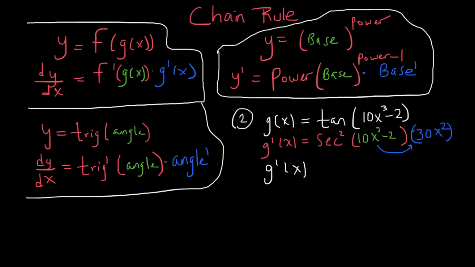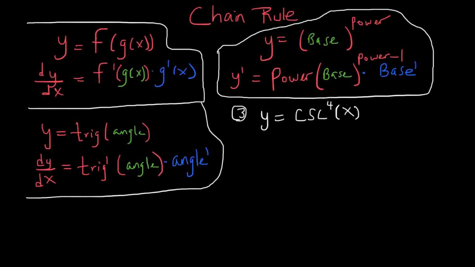G prime of x equals, many times the 30x squared looks like a good initial factor with 30 as the coefficient, and then your trigonometric function can follow at the end. So 30x squared times secant squared 10x cubed minus 2. And again, we are following the chain rule. The derivative of the outside, secant squared, keep the angle, times the derivative of the angle. I hope you can see how that flows.